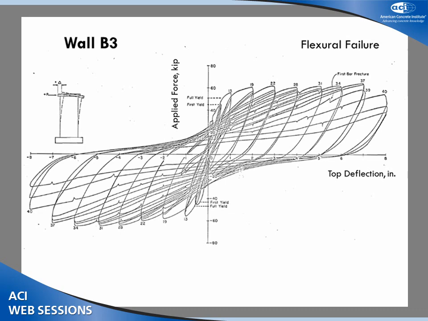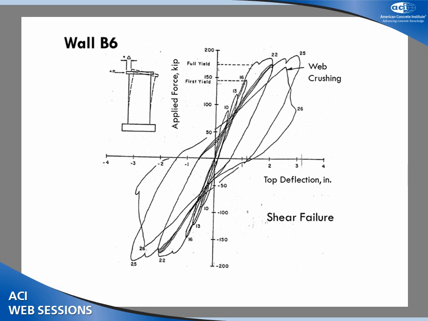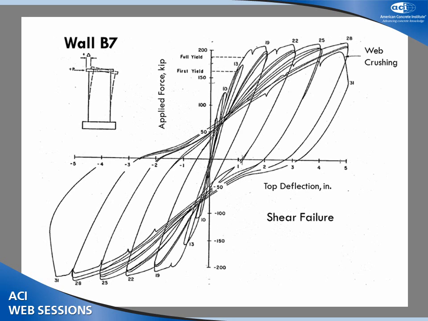We're still having bar fracture as what's limiting the final capacity, but by confining the boundary elements, you're improving the cyclic response. Now, for the walls that tended to fail in shear, what tended to happen is the web of the wall would crush under these cyclic loads, and that was what was limiting the response. This wall B6 here actually was nominally identical to wall B7. The difference, though, was that the loading history was different.